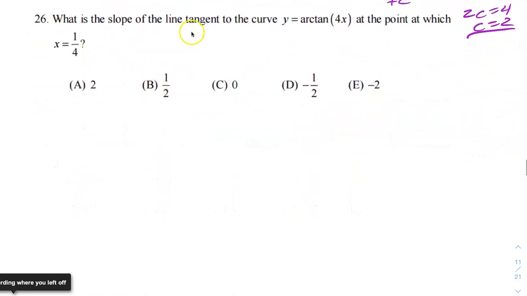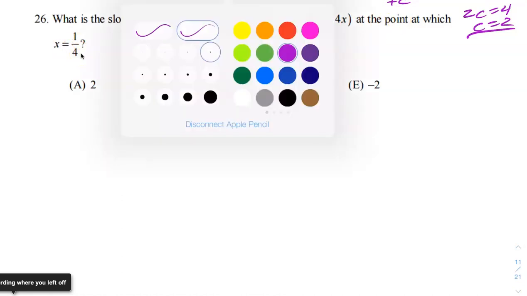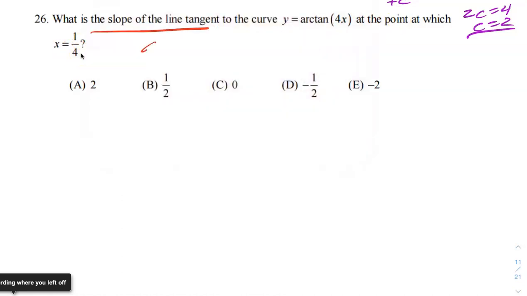26. What is the slope of the tangent line to the curve of y equals arctan of 4x at the point at which x equals 1/4? So the slope of a tangent line just means the derivative. So we're going to take a derivative of this guy at 1/4 and then plug in 1/4. That's all this is. You gotta remember the derivative of arctan.